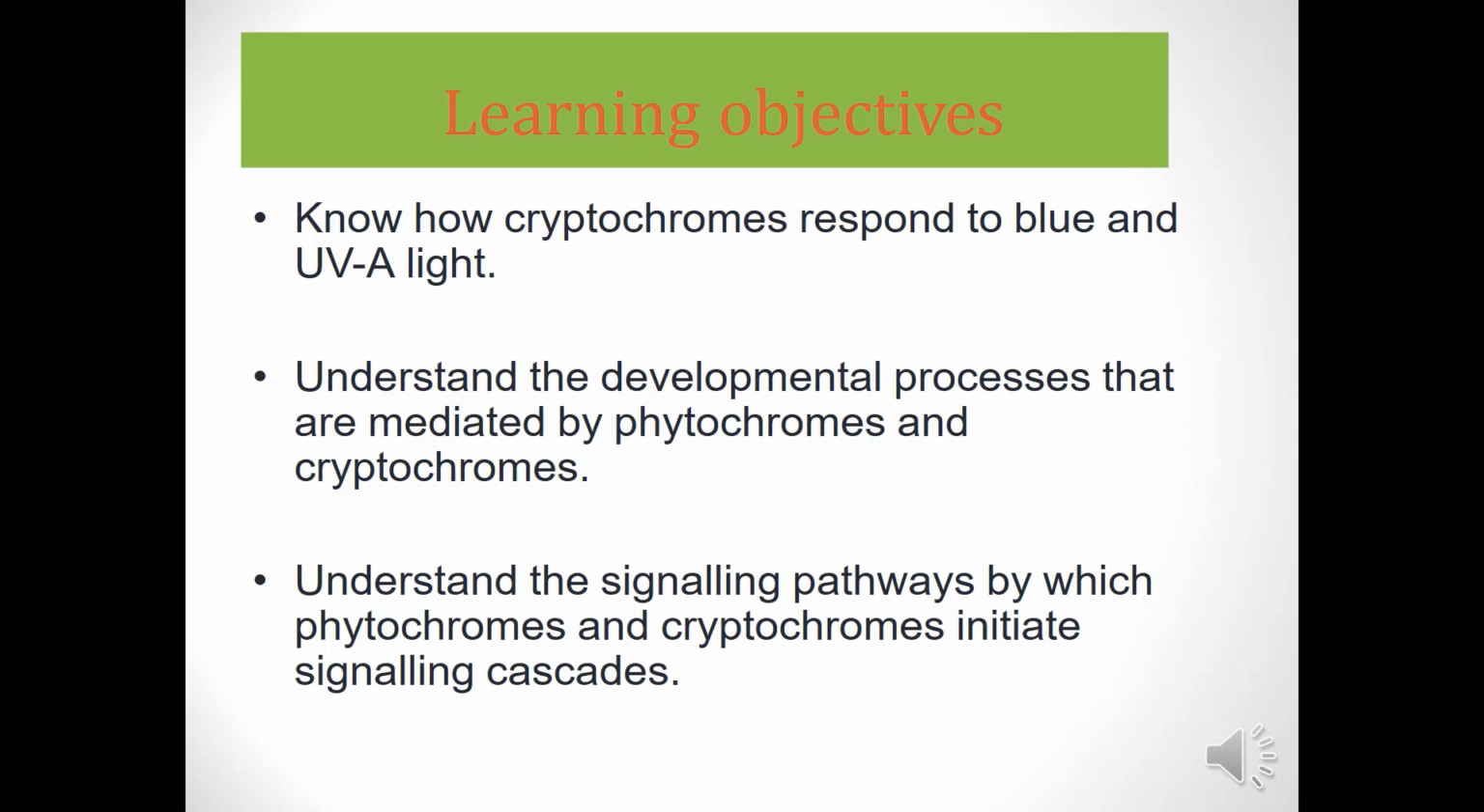And the last one, you need to understand the signaling pathway by which phytochromes and cryptochromes are able to initiate the signaling cascade. Cascade means the events, the processes that occur when they have the signaling of the light absorbed by the phytochromes and cryptochromes.